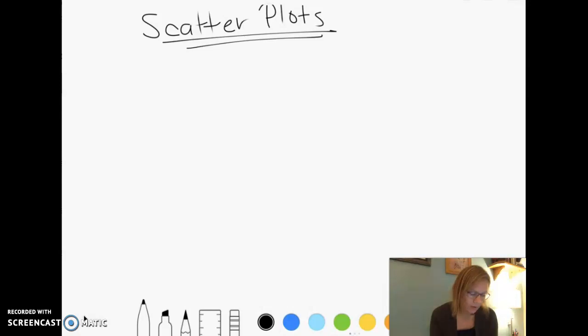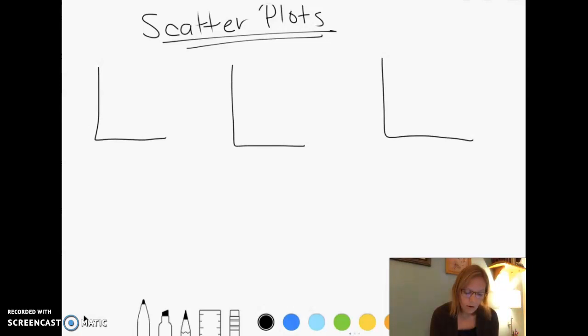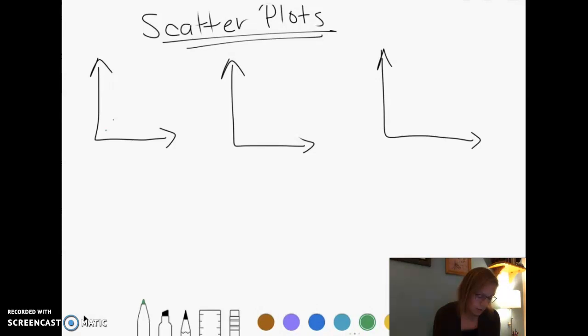Okay, so we have 3 types of scatter plots. And remember, scatter plots are always plotted using quadrant 1 of the coordinate plane. So if you can just imagine, we took quadrant 1 out, and that's what I have drawn here. 3 pictures of quadrant 1. So the first type of scatter plot starts down low and moves up to the right. And that is called a positive relationship.